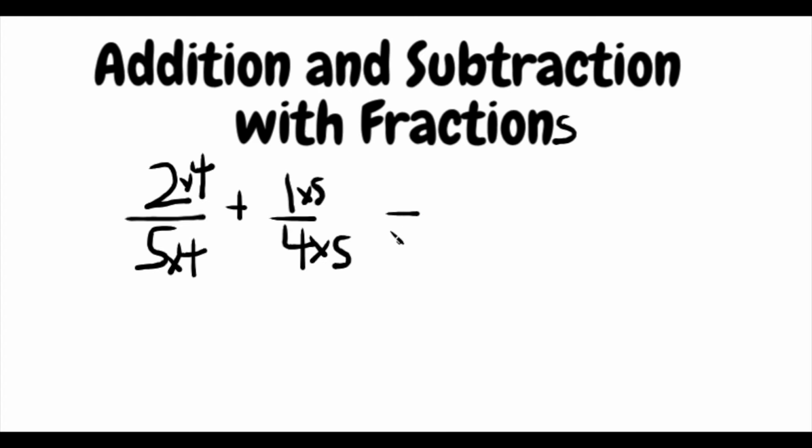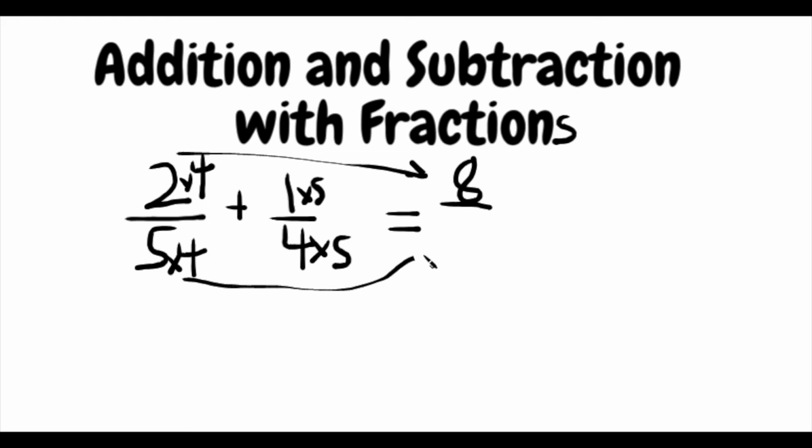Now let me rewrite this. So 2 times 4 is 8, and 5 times 4 is going to be 20. I'm drawing arrows so you can follow what I'm doing here. And then 1 times 5 is going to be 5.